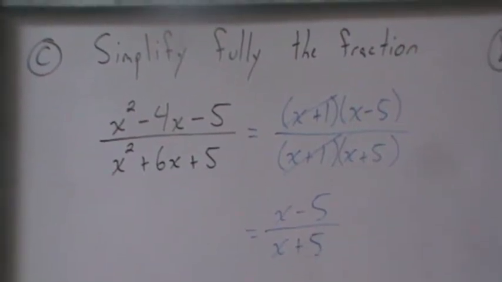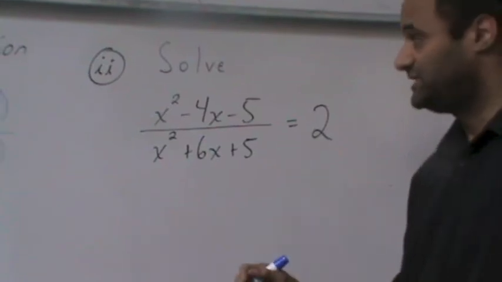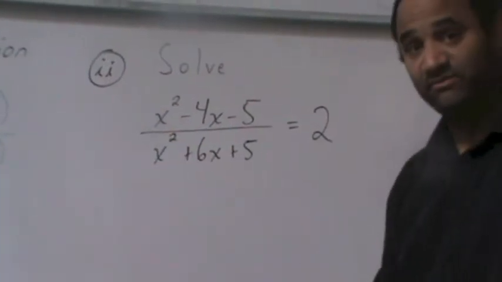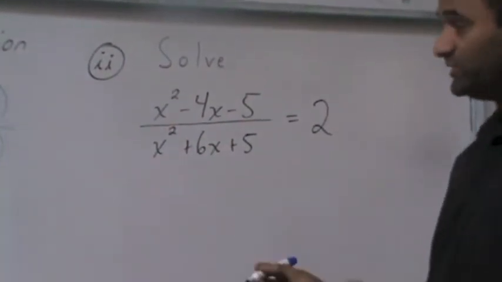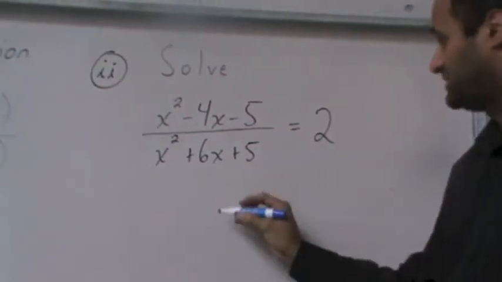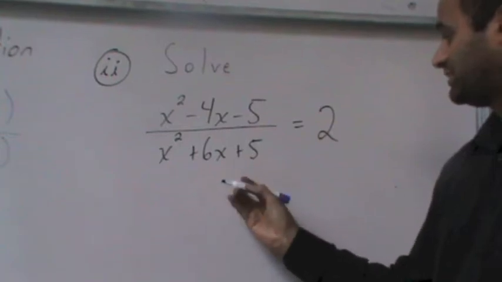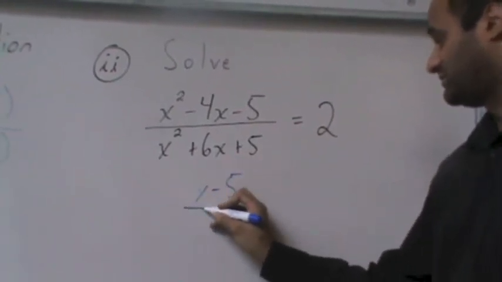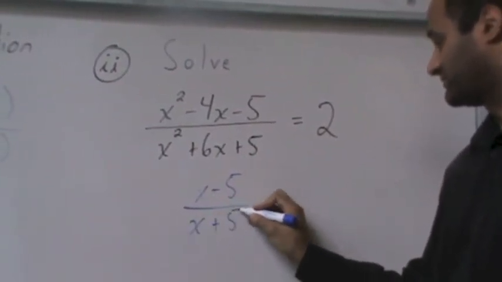will get you merit. Part 2 of C is again just like part 1, we're going to do the same things. We know that this reduces, because we just did it, to x minus 5 over x plus 5.